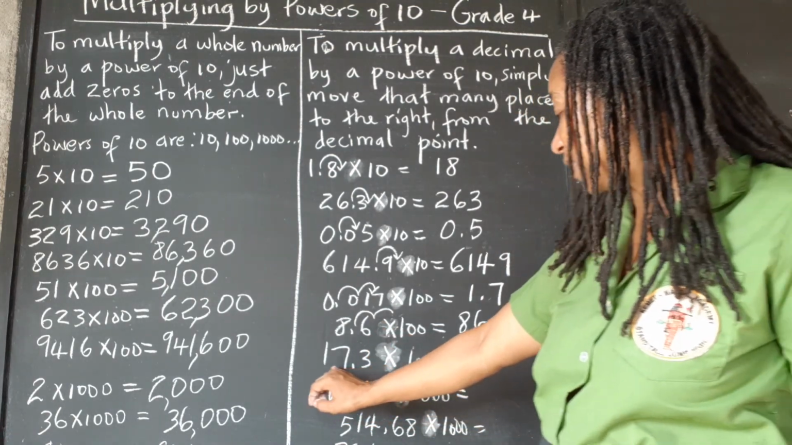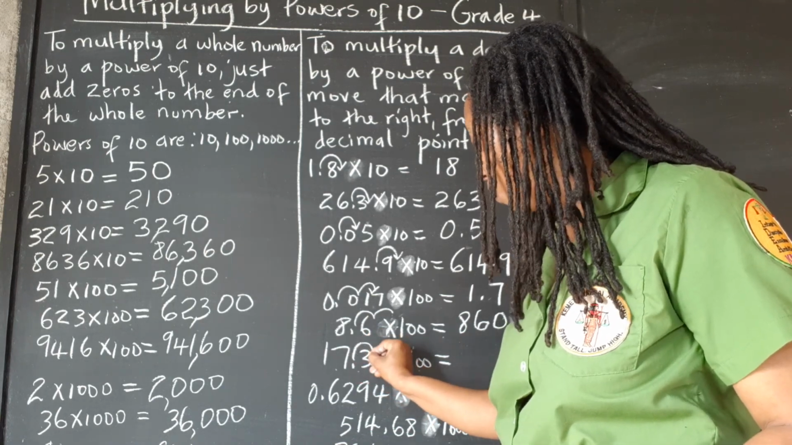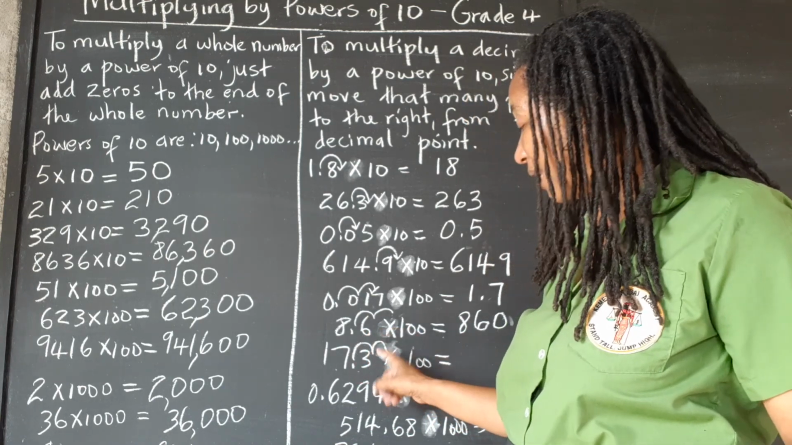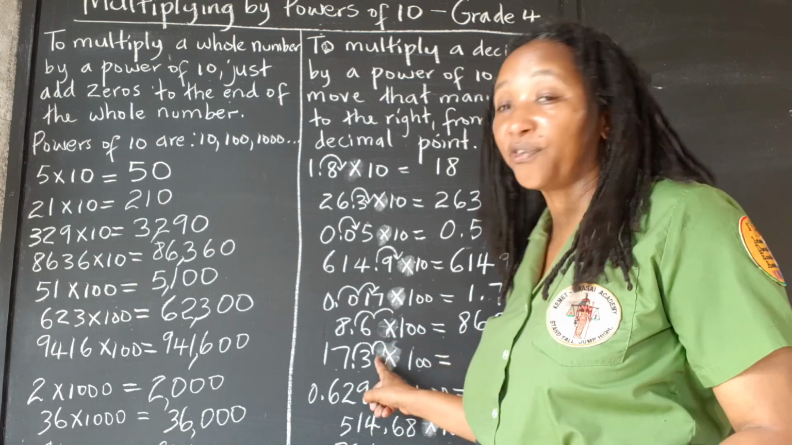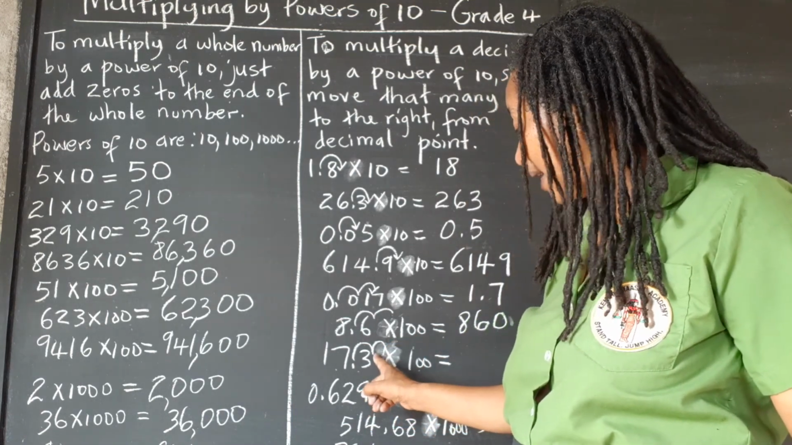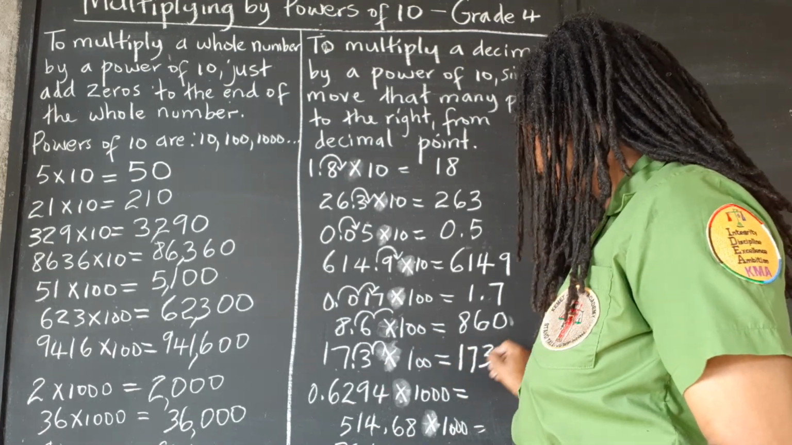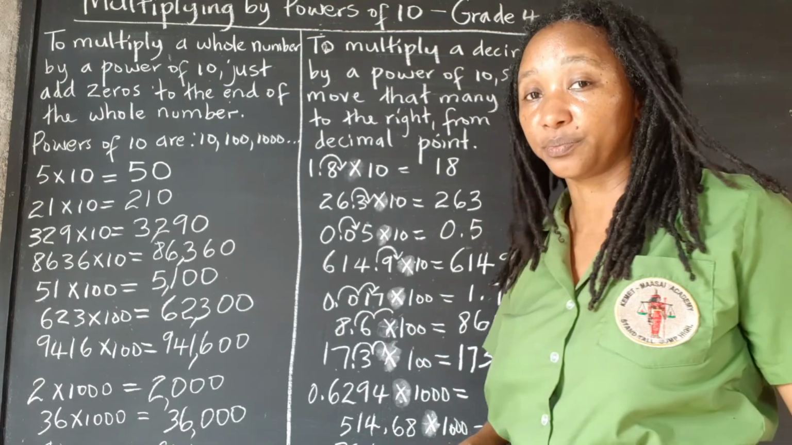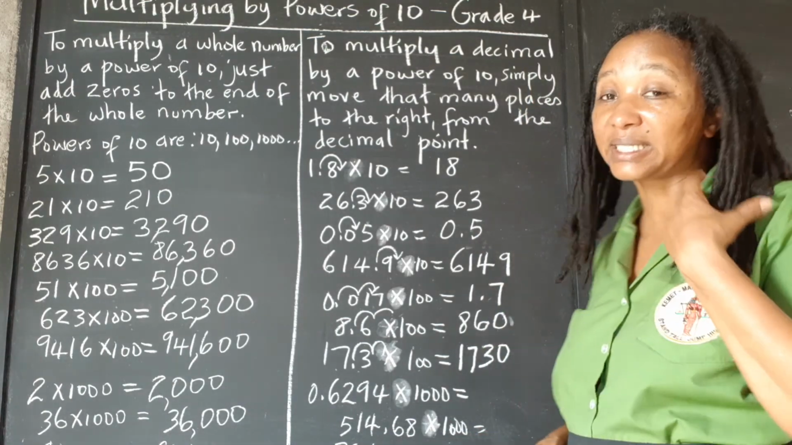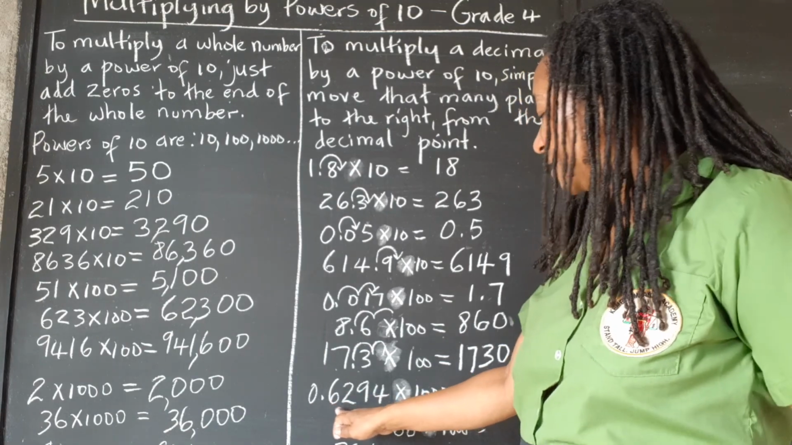Here again, we're multiplying 17.3 times 100. We're moving two places, 1, 2. So again, we're going to go for our 0 to fill right here. So it's going to be 1730.